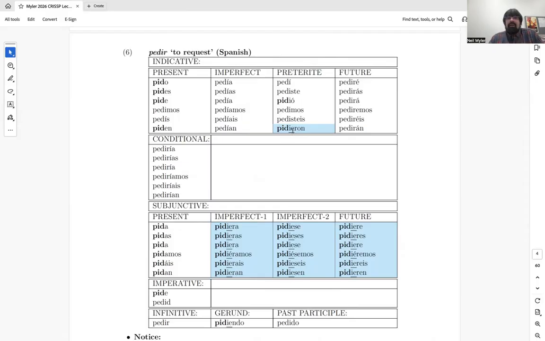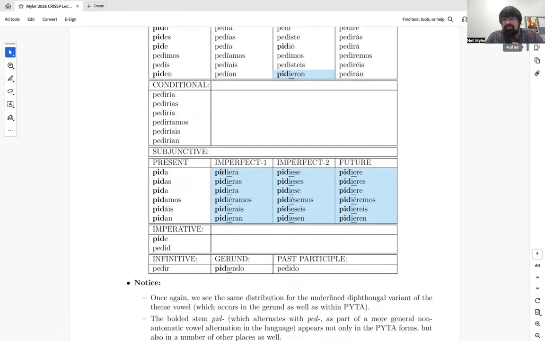And once again, I've got this underlined diphthongal variant of the theme vowel, and that has the same distribution that it had in the previous paradigm, in the paradigm for querer. So it's in the PYTA cells, the blue shaded cells, but it's also in the gerund, right? Pidiendo. So here are those facts.